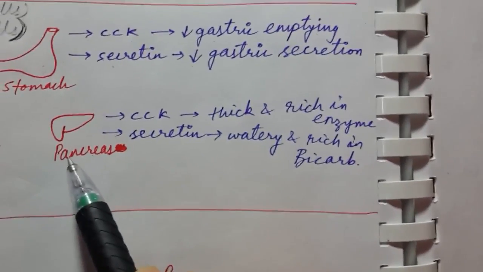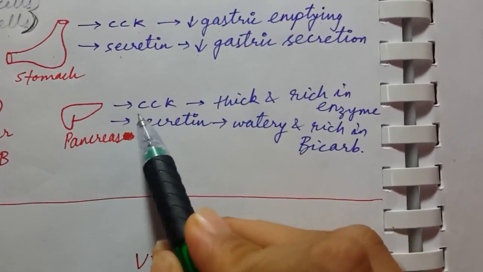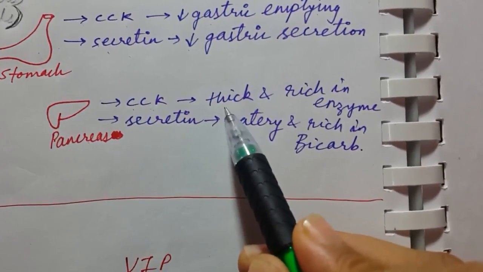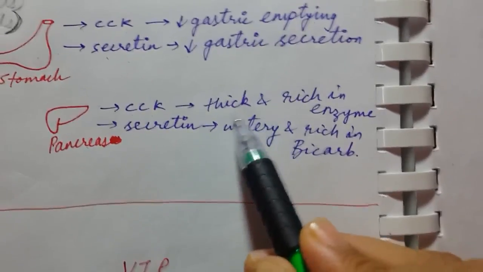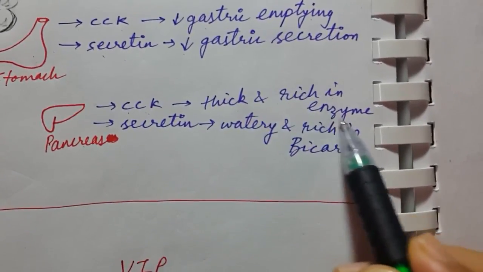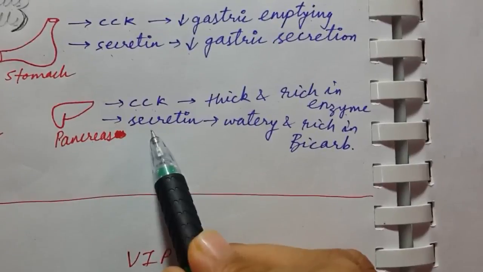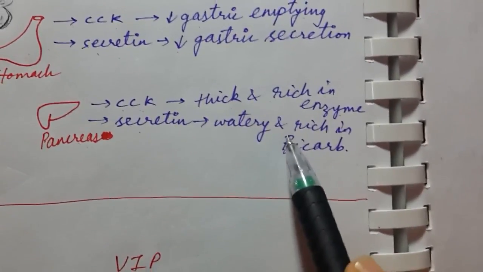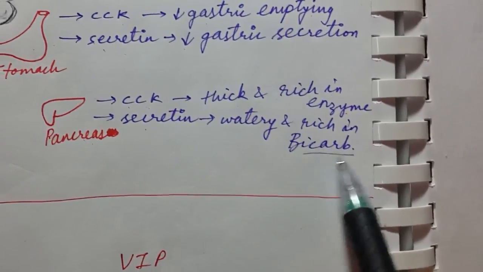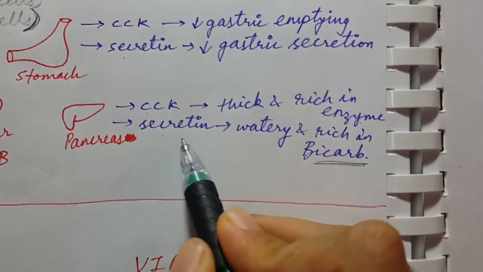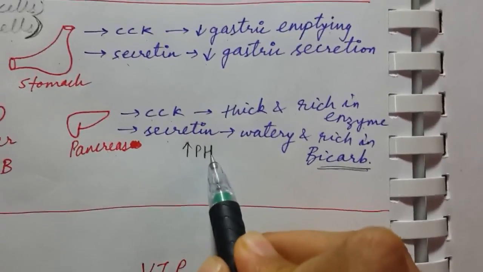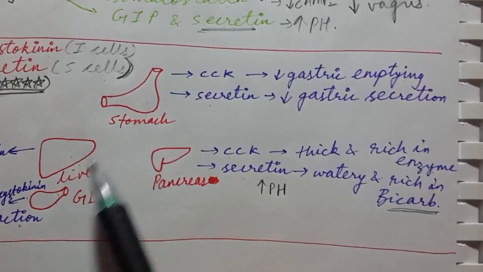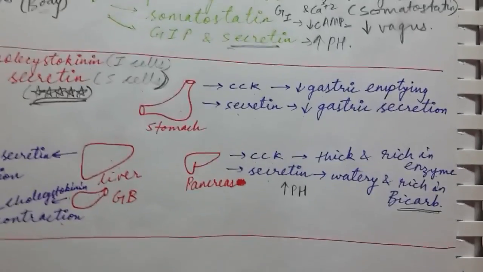Now the third effect is on the pancreas. The cholecystokinin will work on the pancreas and cause secretion of thick fluid which will be rich in enzymes, while secretin will work on the pancreas and cause release of watery fluid which will be more rich in bicarbonate, because the main goal of secretin is to increase the pH in the duodenum. So these were the effects of cholecystokinin and secretin on stomach, liver and pancreas.